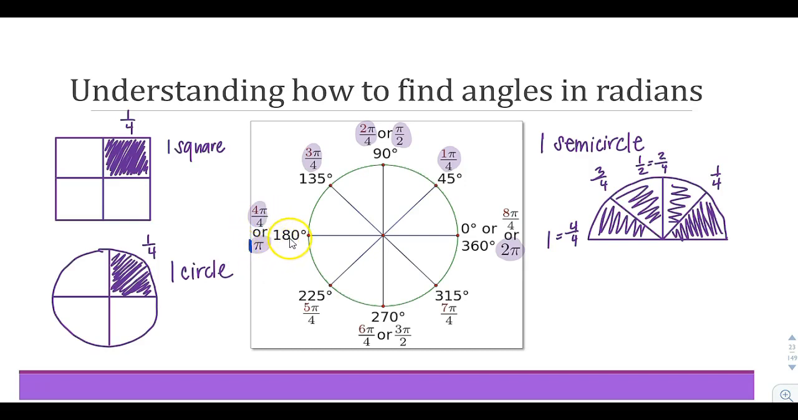And I can continue on adding that 1/4 of pi every time, so I end up with 5 pi over 4, 6 pi over 4, which in lowest terms is 3 pi over 2, 7 pi over 4, and then concluding, going all the way around, was going 8/4 pi, and 8 over 4 reduces to 2 pi, which we knew one complete revolution is 2 pi radians.